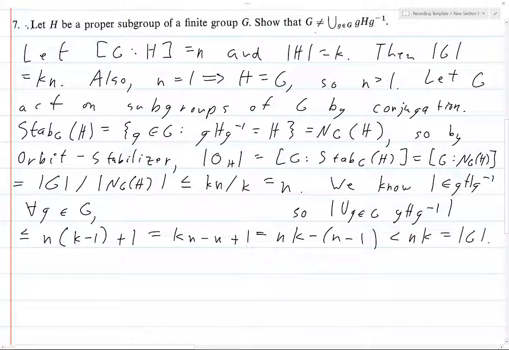And so the number of elements in this union is strictly less than the number of elements of G, and hence it must be the case that G is not the union of these. And there we go. This completes our proof.